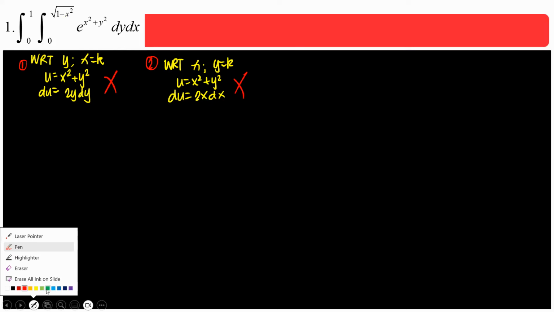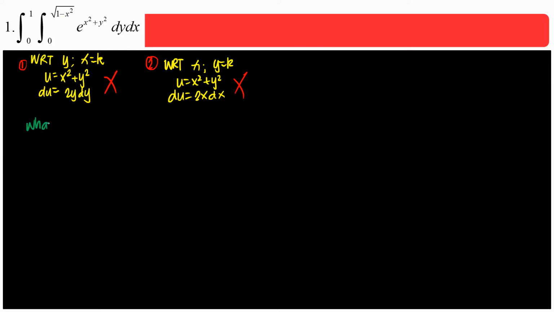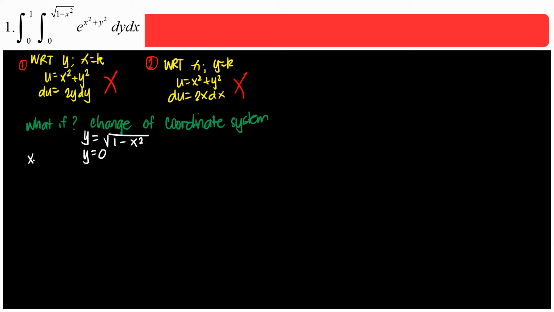So next, what if we change the coordinate system? Meaning, we change from rectangular to polar, right? So how do we do that? First, let's look at the limits. The limits that were given to us are with respect to y, and then after that with respect to x. So y is 0 up to y is equal to the square root of 1 minus x squared. And then x is equal to 0 up to x is equal to 1.